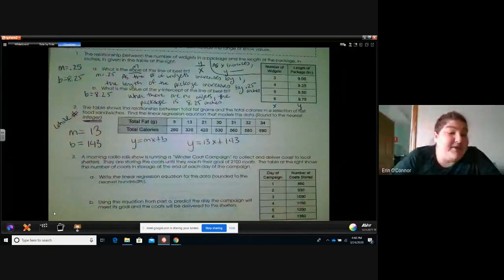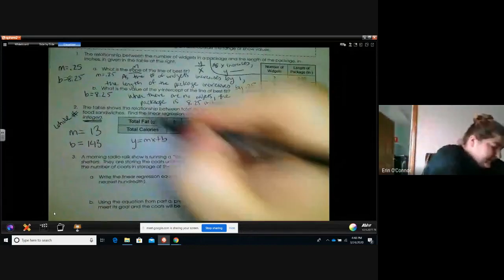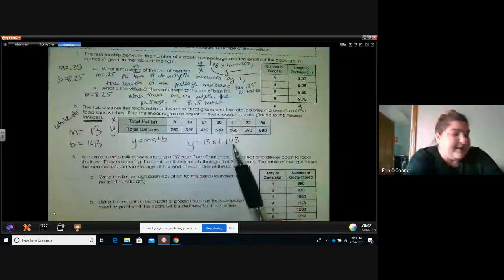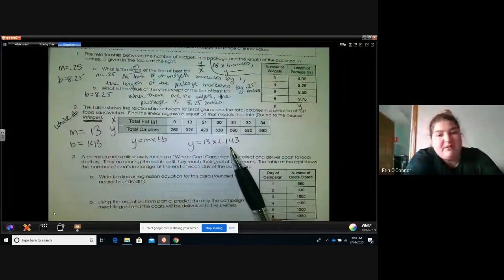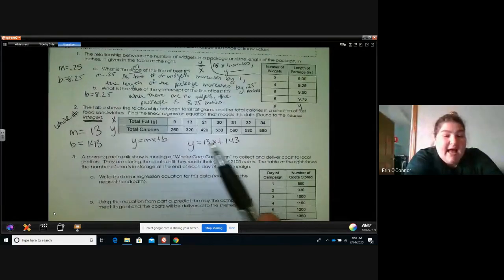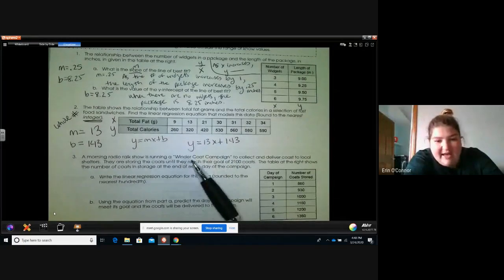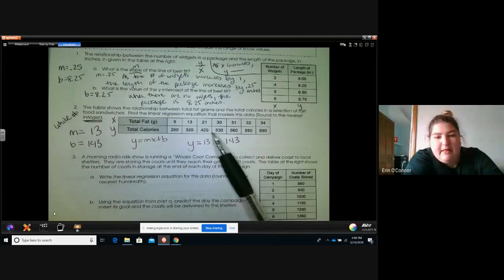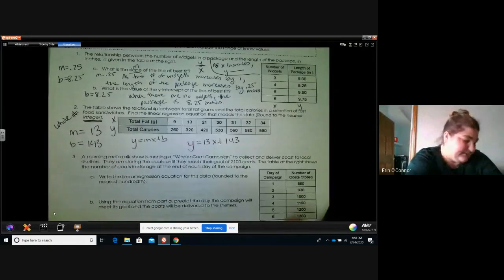So now let's talk about what these mean in context. This is my x. This is my y. So my y-intercept means that even something with 0 grams of fat is going to be 143 calories. And that does happen. Even if it has 0 grams of fat, sometimes it does have calories. And then the 13 means that as the fat increases by 1 gram, the total calories increase by 13. You could also say as total fat increases by 1 gram, it goes up 13 calories. So that's how you would say it in context.